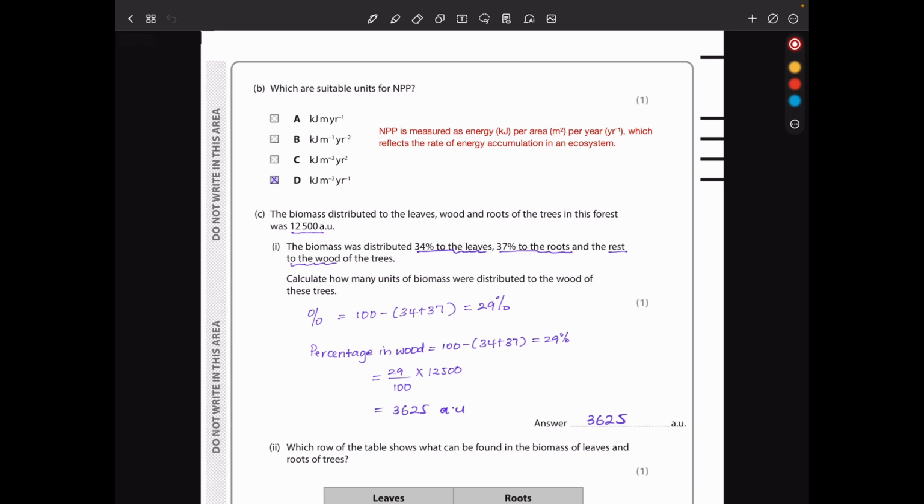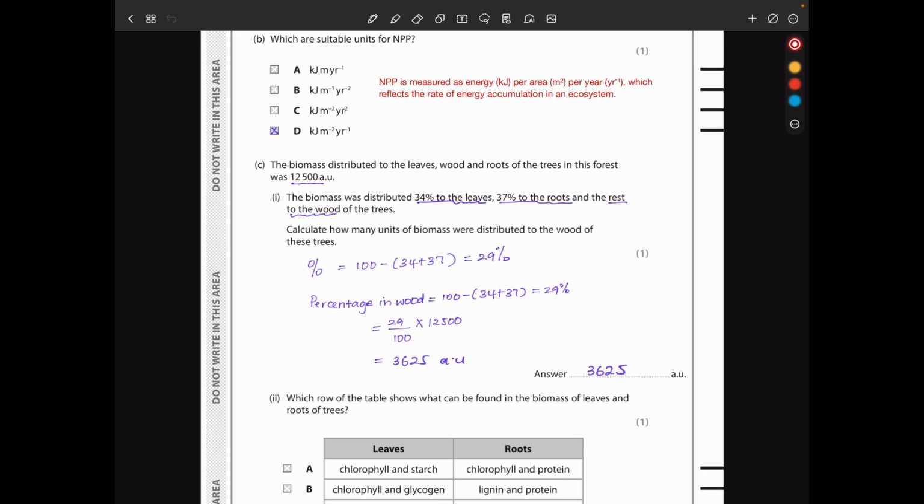Next, they ask which are suitable units for NPP. Now, our net primary productivity is going to be measured in amount of energy per area per time. So we can see it should be year, not year squared. These two are out. And here we can see per m, it should be area, so meter squared. So that's out, leaving kilojoules per meter squared per year as the answer.